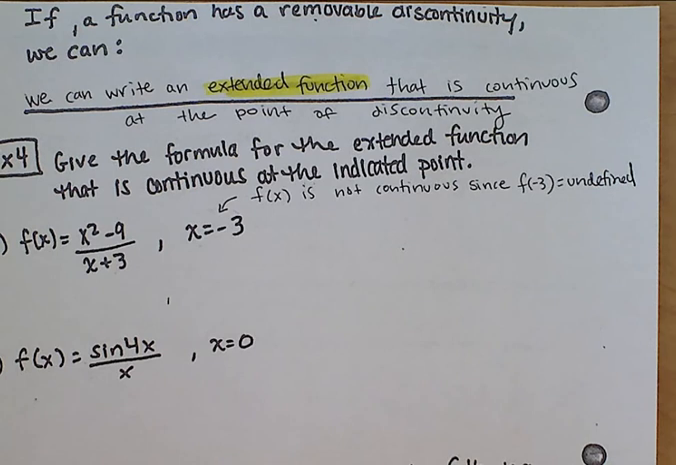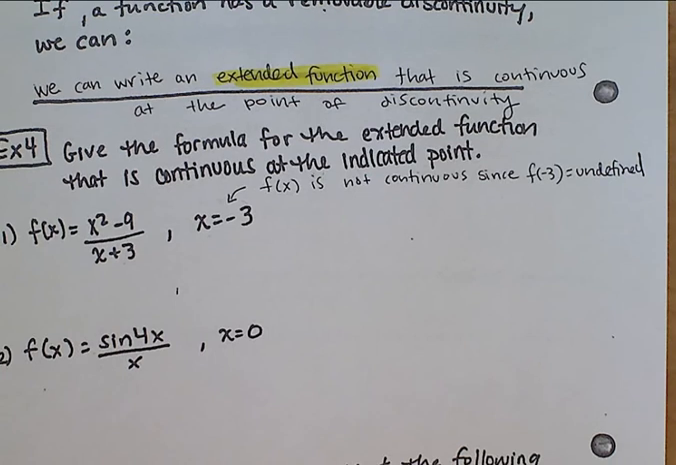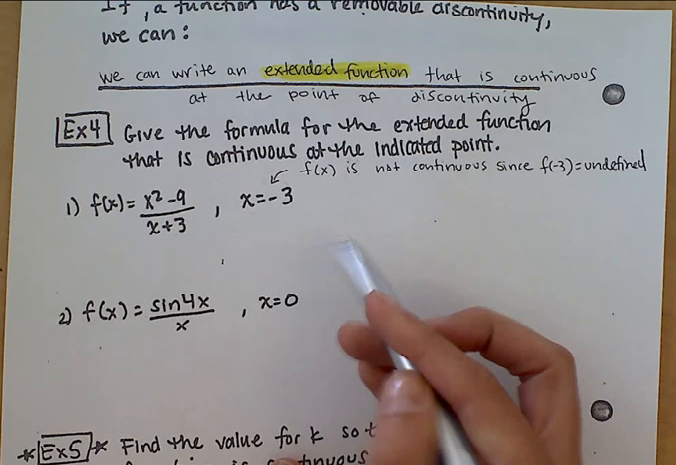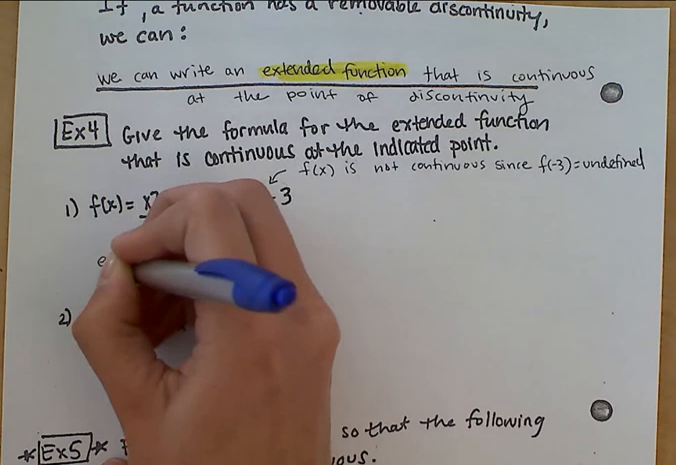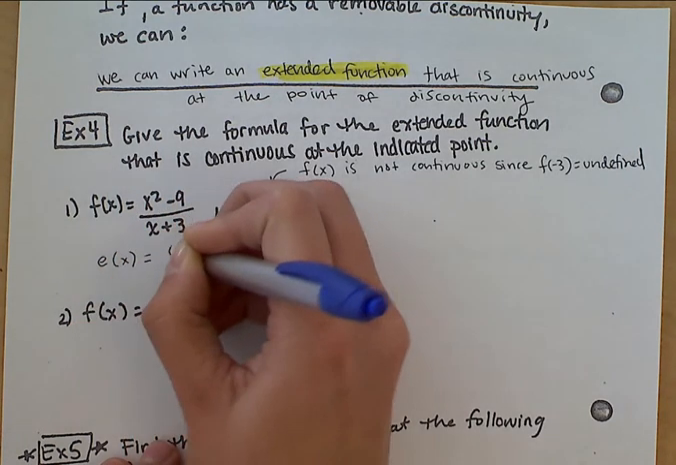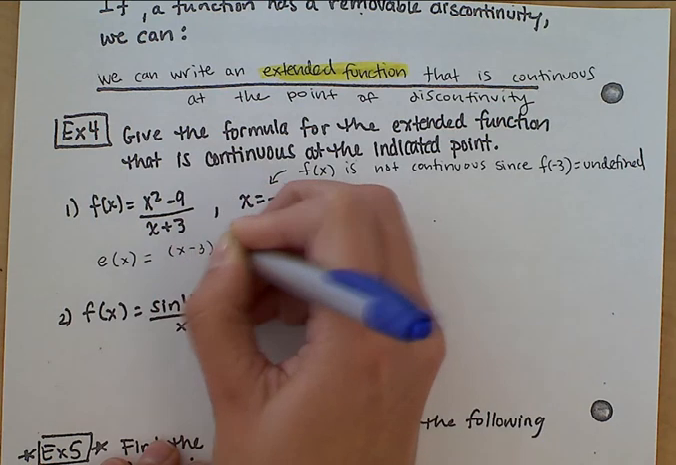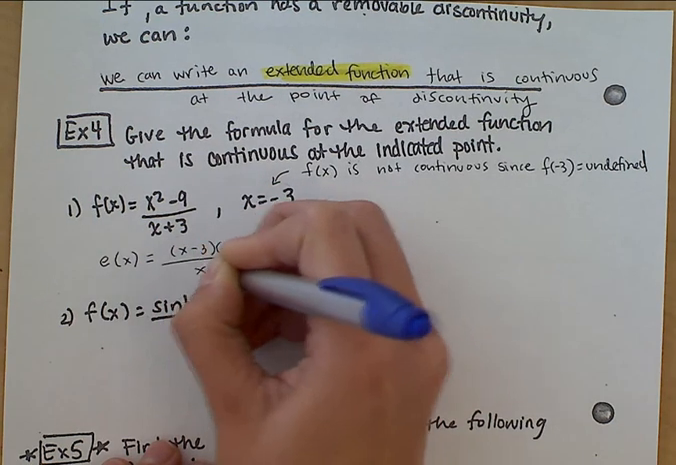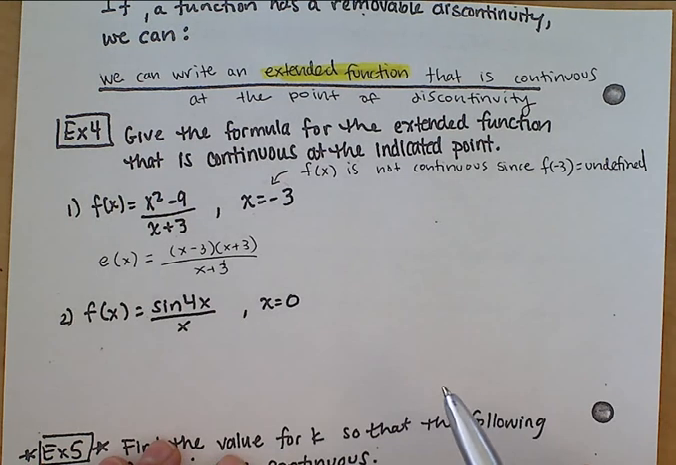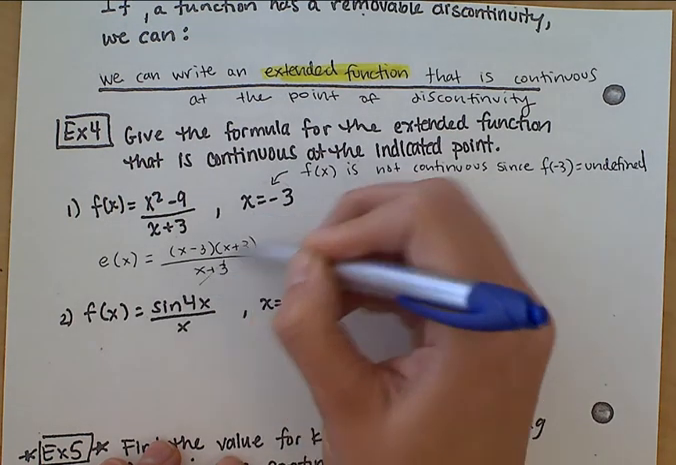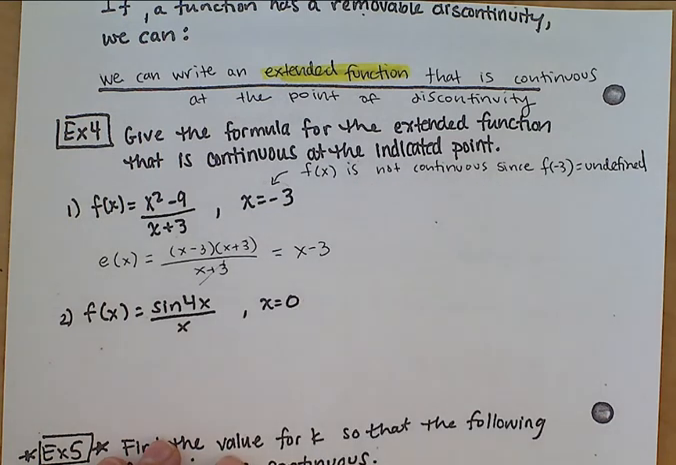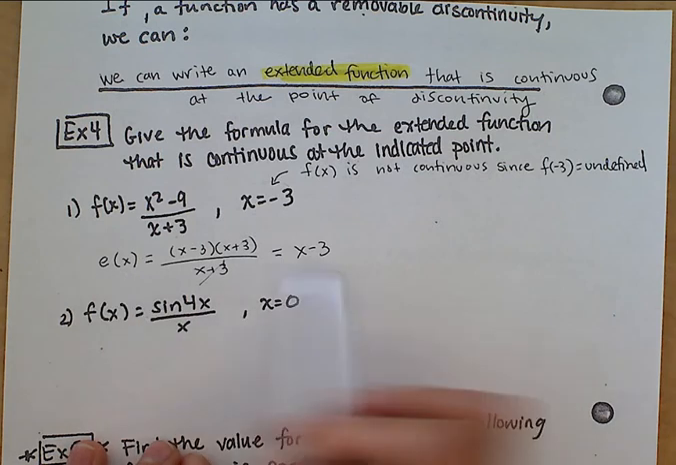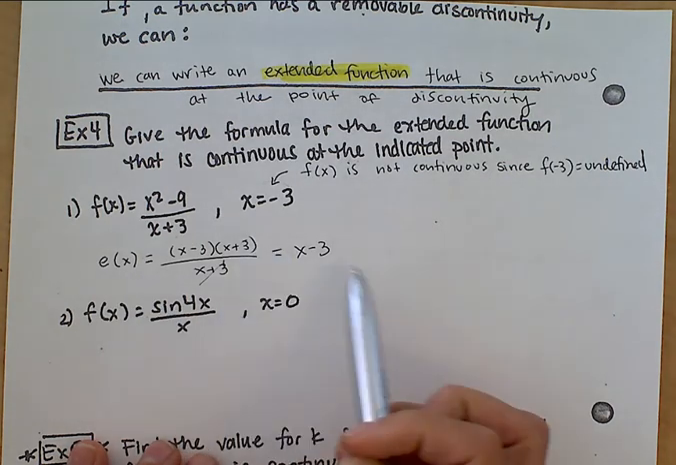Okay. So we want to make a formula that will make it continuous at that point. This one's kind of basic. A lot of you might already be seeing what we can do with this equation. We can factor this thing. So I hope your instinct was to factor that. I'm going to call our extended equation e of x, and I'm going to rewrite it, factoring. That would cancel out, and I'd be left with x minus 3. So x minus 3 is the extended function that does make this continuous at that point.